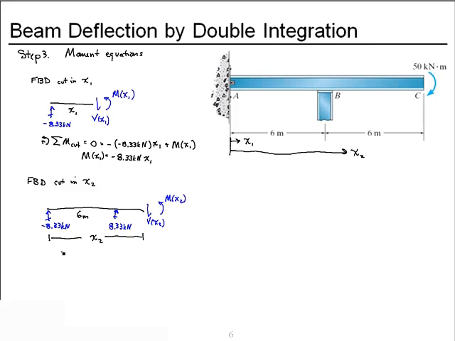We'll sum moments about the cut. Again, we'll choose counterclockwise as positive. We get a negative contribution, a negative magnitude, from the reaction at A through a distance of x2. We get a negative contribution from the reaction at B through a distance of x2 minus 6 meters. And we get a positive contribution from the moment in the range of x2.